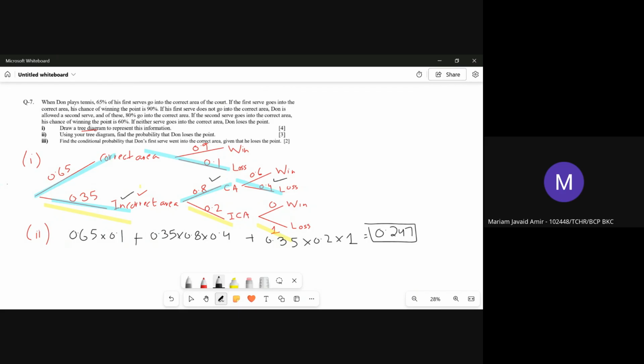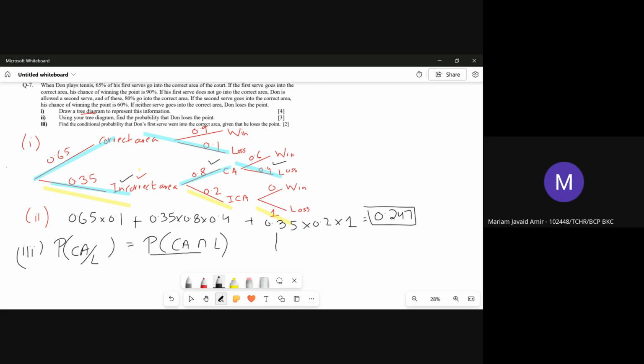Part 3. Find the conditional probability that Dan's first serve went into the correct area given that he loses the point. So probability given that he loses but it goes into the correct area. So probability correct area given loses a point. So from the formula of conditional probability, we'll write probability of correct area and loses divided by probability of loses.